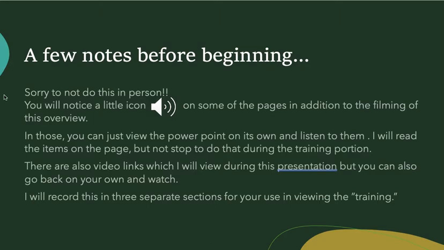You'll notice there's a little icon right here that allows you to click on it when you're just viewing the PowerPoint, and when you see that, it means that I've read something that's quoted on the page, a poem or a quote that is very long and I won't take the time to read during this training. And also you'll see some video links in this training that you'll want to go back through probably and watch again. And I'm going to record this particular training in 3 separate sections. So this would be the first section of our training.